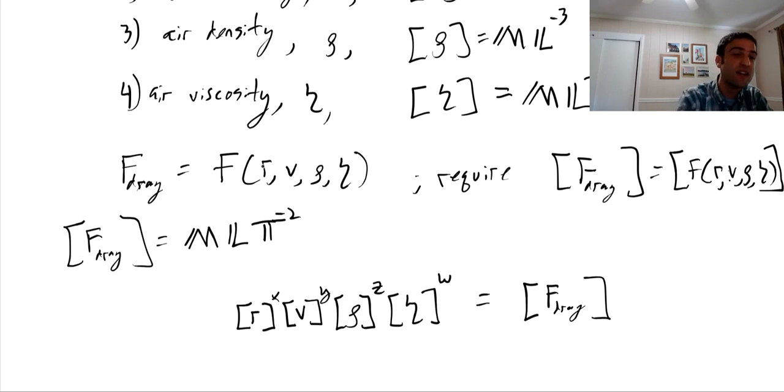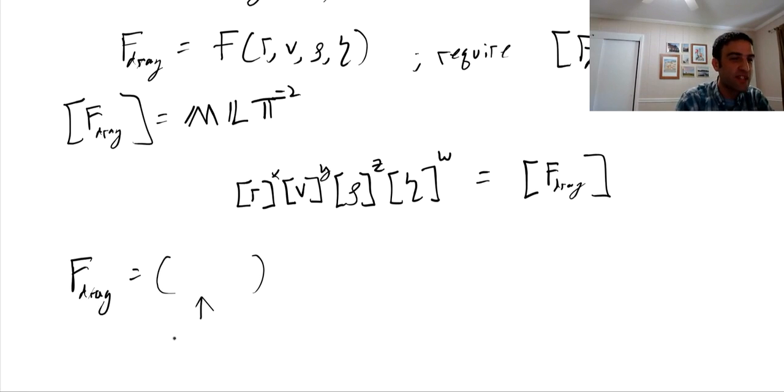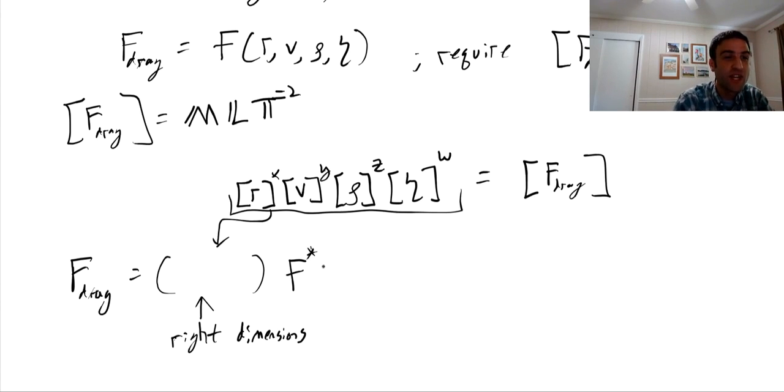So what's our strategy going to be in this case? It's going to be very similar in spirit to what I wrote in the other case study. We're going to write F drag as the product of 2 things. We're going to have something that has all the right dimensions, and it's going to be some combination of the things we know are important. And then we're going to multiply it by some other function, f star, which will depend on a pure number, something that's dimensionless.